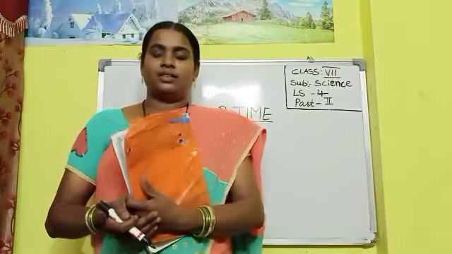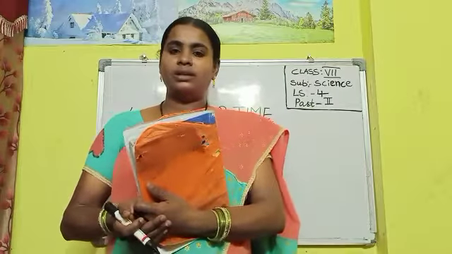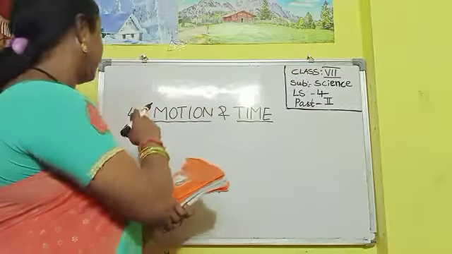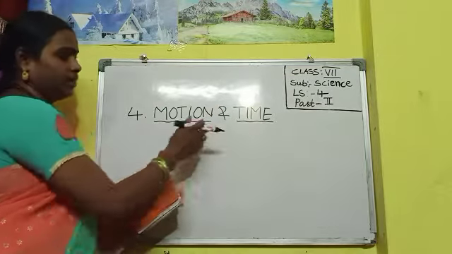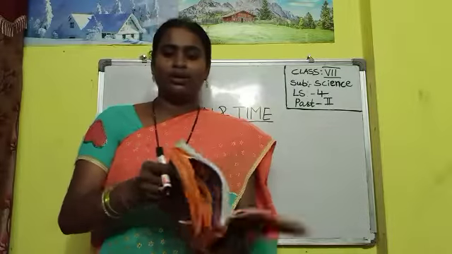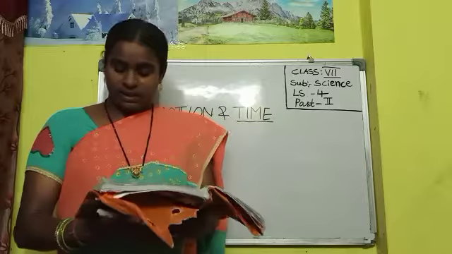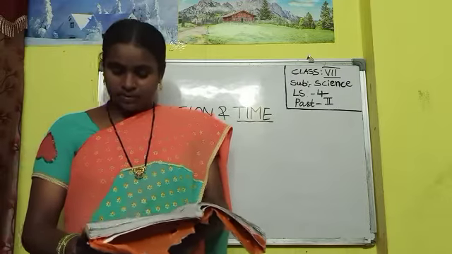Okay. So children, in this session today we are going to learn 7th class chapter 4, Motion and Time. The remaining part of this chapter we are going to learn in this session. Open your 7th class science textbook, page number 35.